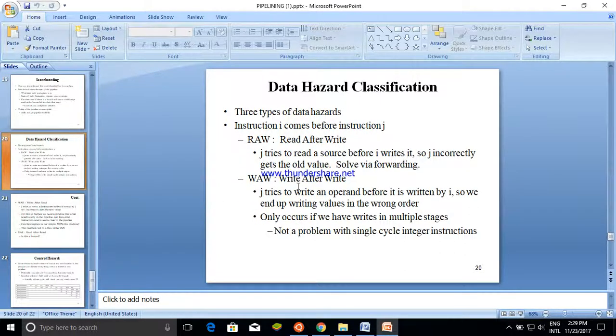Write after write: suppose after the adding operation which was in R1, R2 and R3, in the subtraction operation, obviously in R1 we have to write and store the value of R4 minus R3. If J tries to write an operand before it is written by I, suppose instead of subtraction a multiplication operand is being updated there, then we end up writing values in the wrong order, so we'll get the wrong value, and this is the data hazard which is nothing but write after write. So RAW can be solved via forwarding.